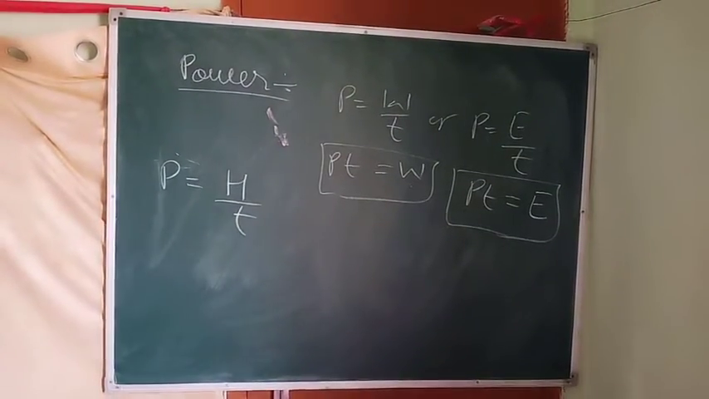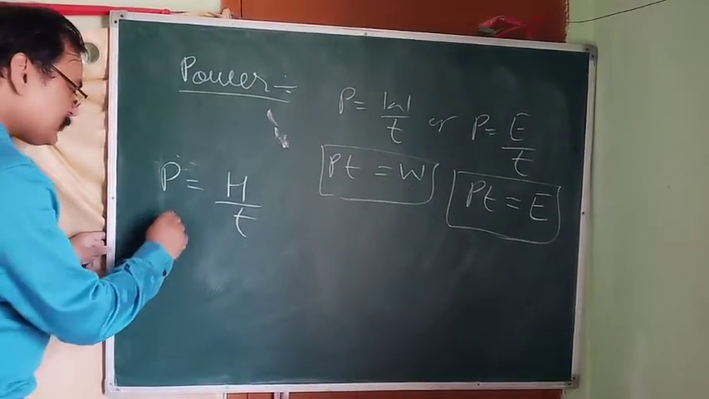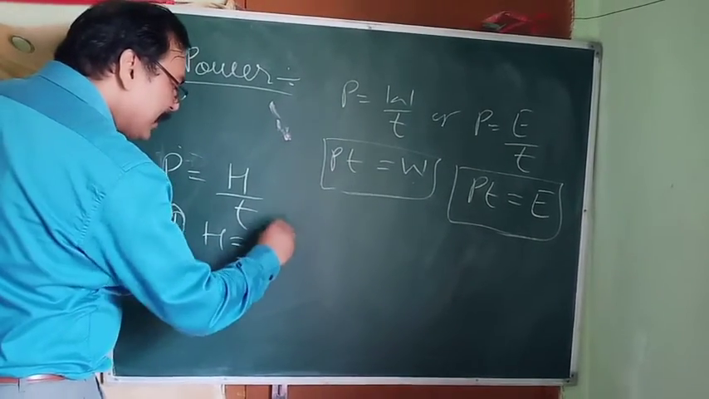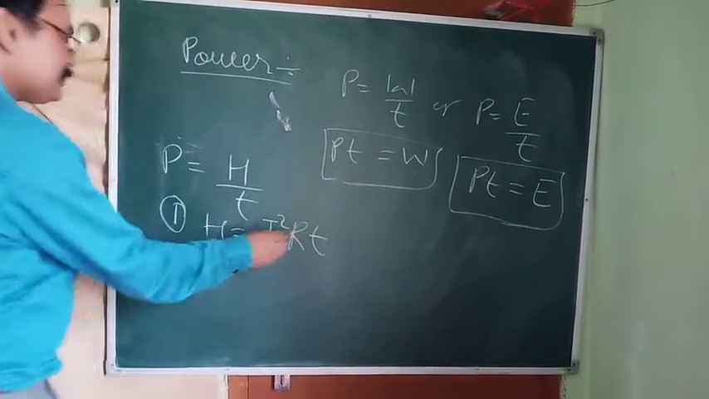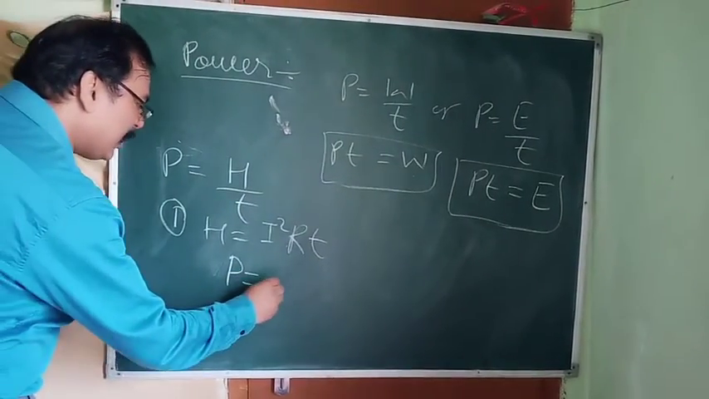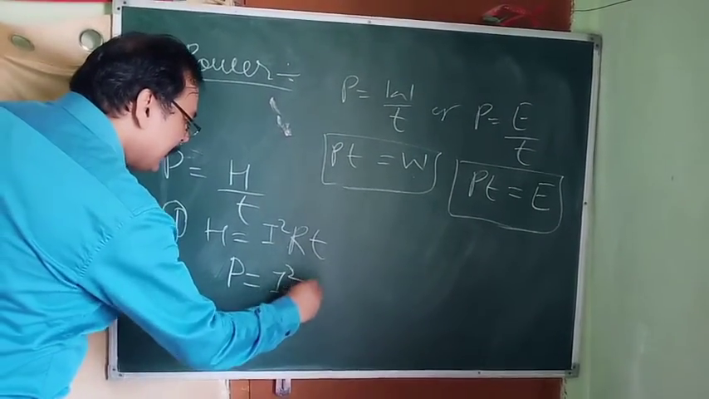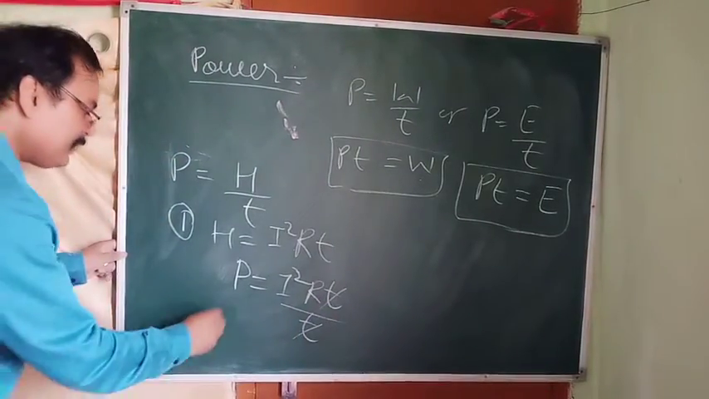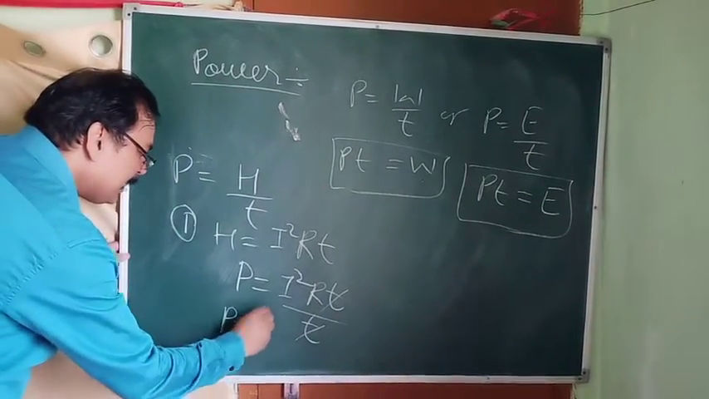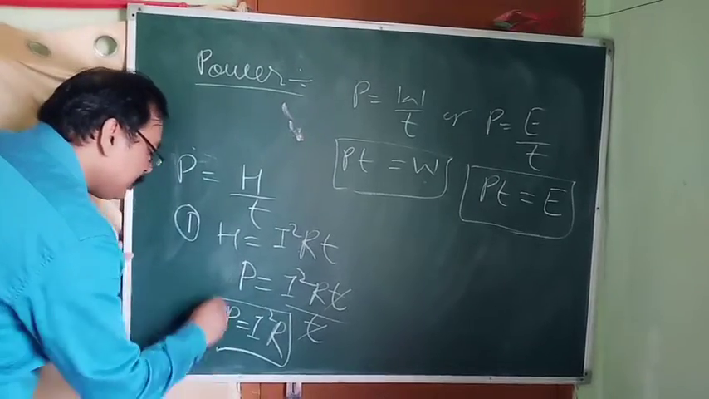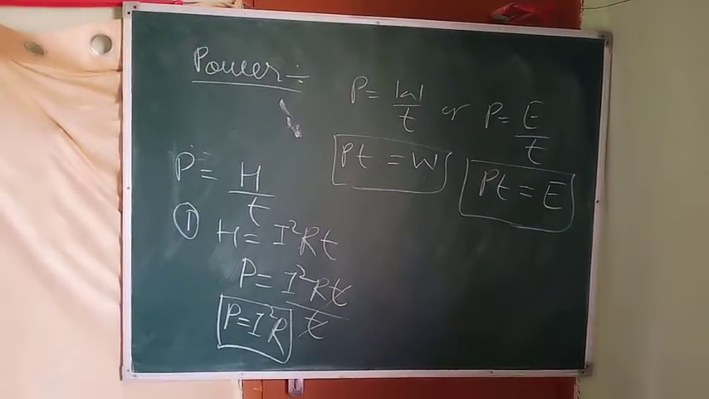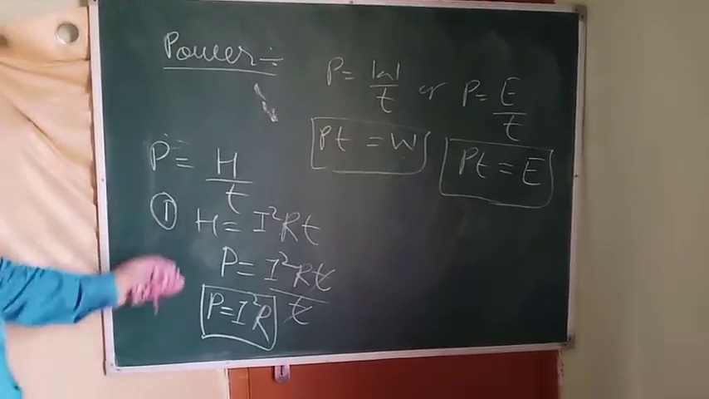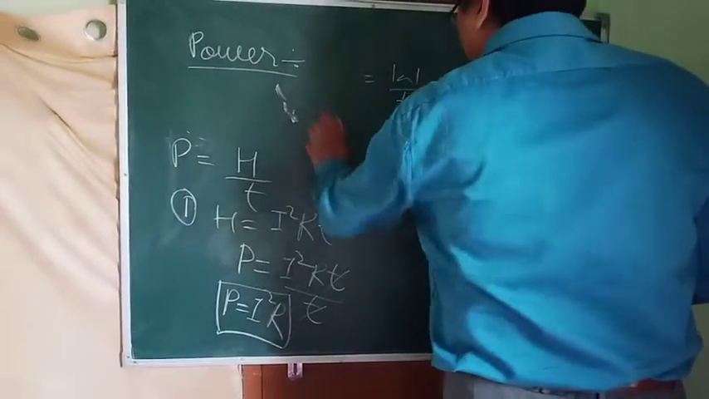We have got different formulas for heat. First one was H is equals to I square RT. If we use this one, then formula for power will be what? I square RT upon T. T gets cancelled. What we get? P is equals to I square R. This is the formula for power. Now, because we have got 3 formulas of H, we get 3 formulas for power.